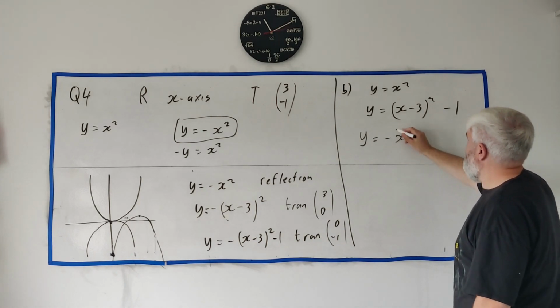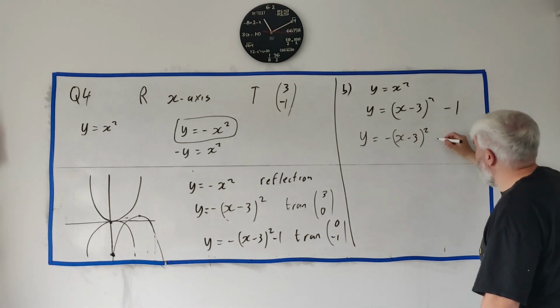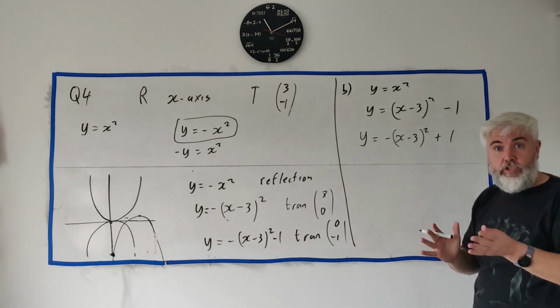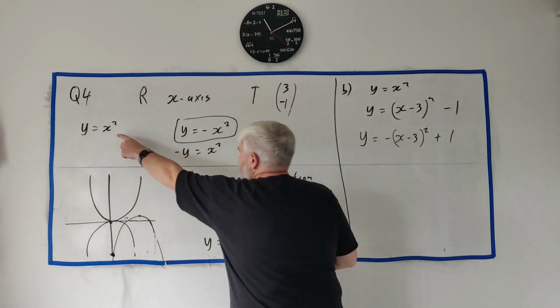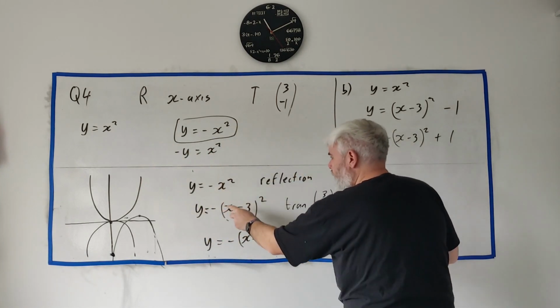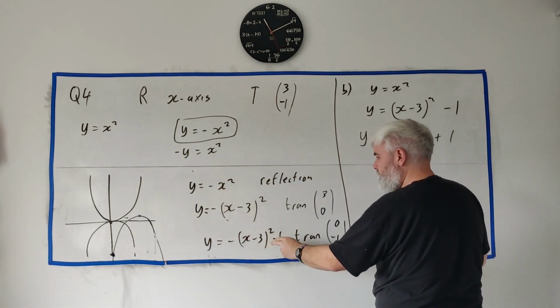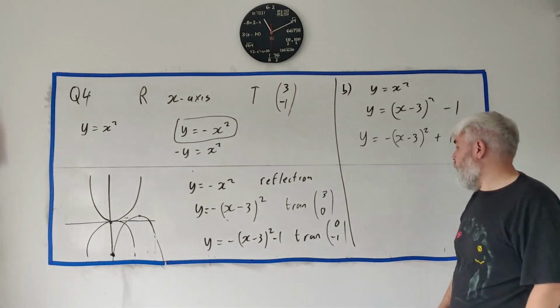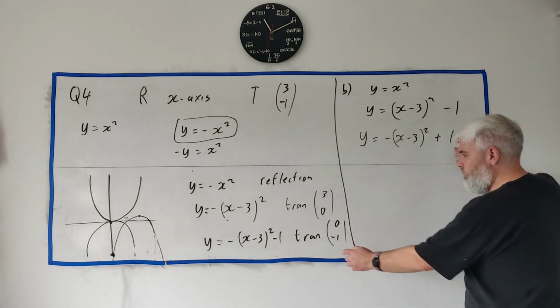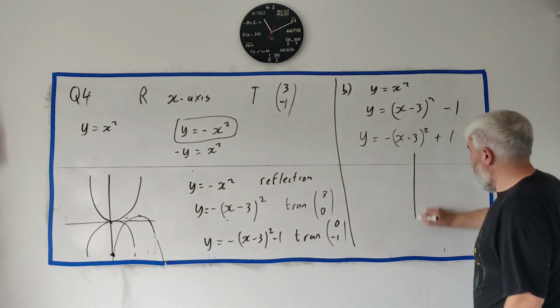Minus (x minus 3) squared, minus the minus 1, we get a plus 1. And that's it, we're done. And that's why I said this is so short. I could have done the same in the first part. I could have just put in the minus 3 for the x and the minus 1, and I would have been done. There, second part, I am done. Let me draw that though to see why this comes out different than this.